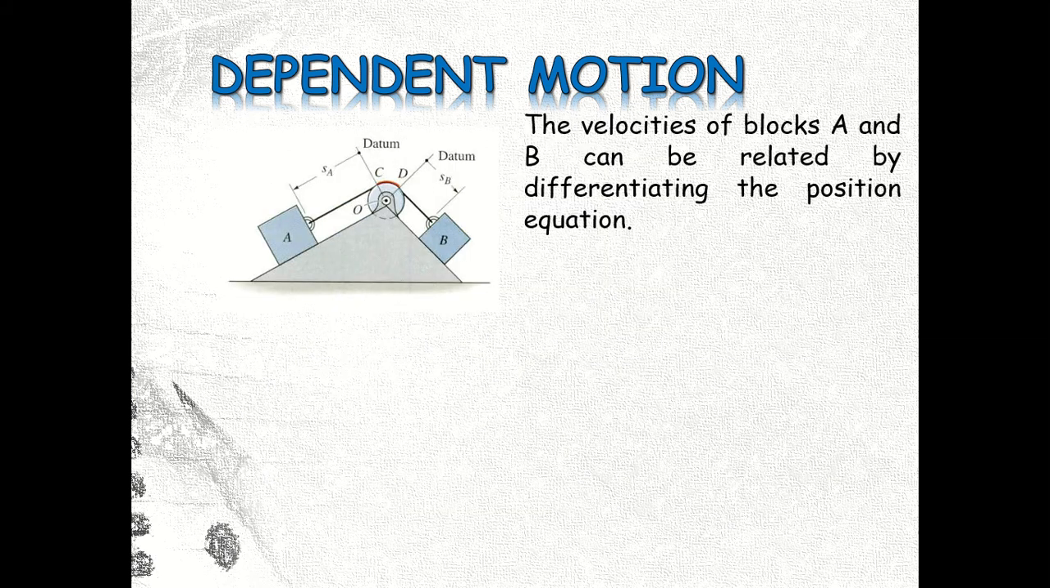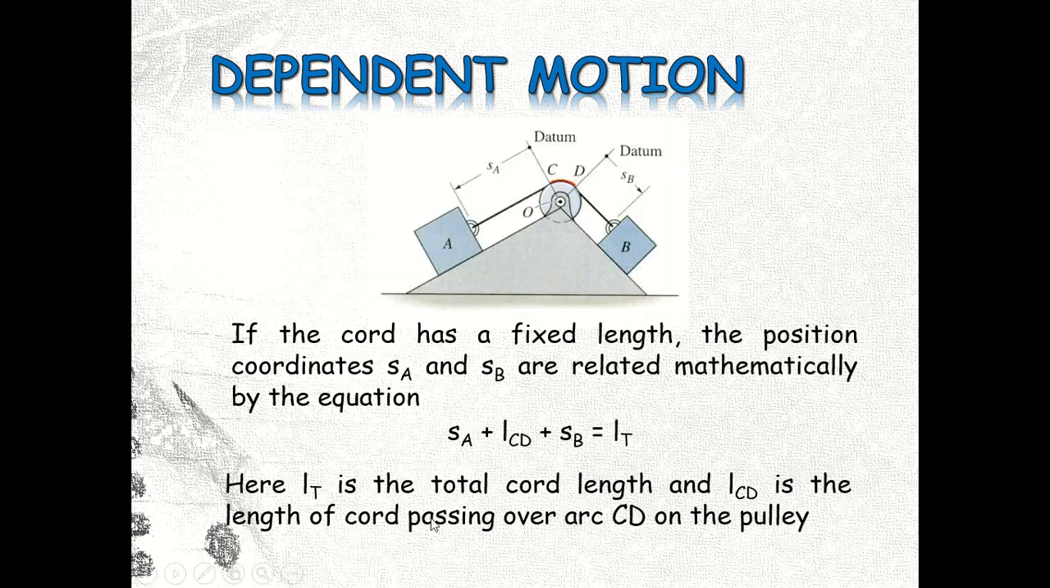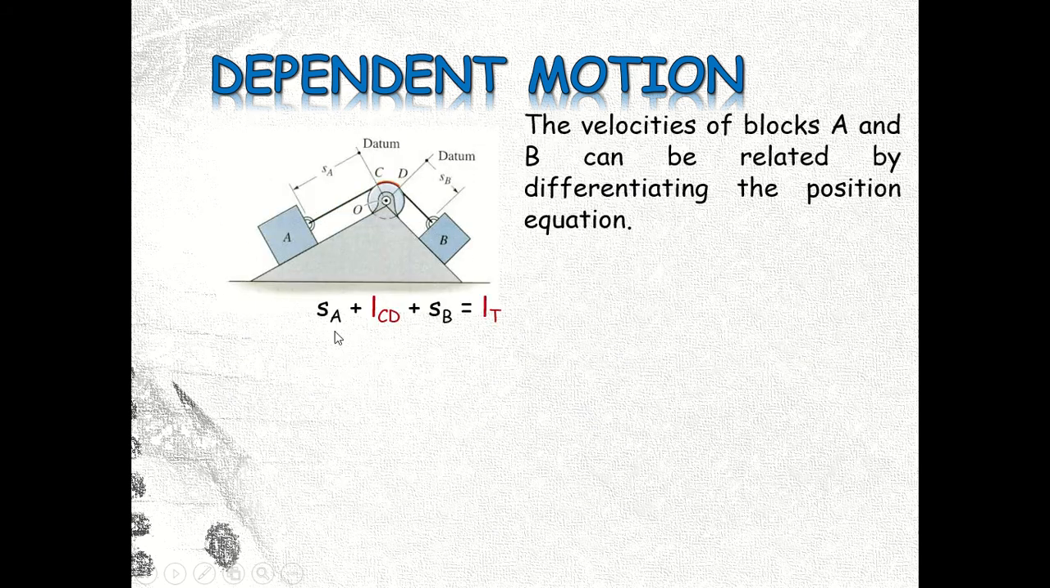So the velocities of blocks A and B can be related by differentiating the position equation. Okay, so what is that position equation? This is our position equation, class. So when we differentiate this one, we will be able to obtain the velocities of blocks A and B.